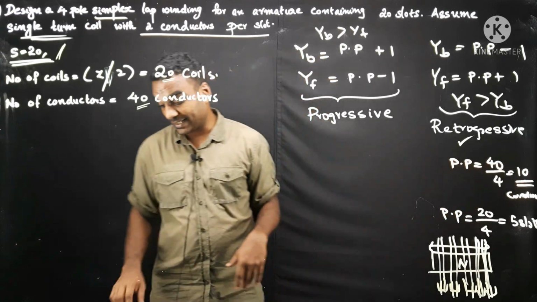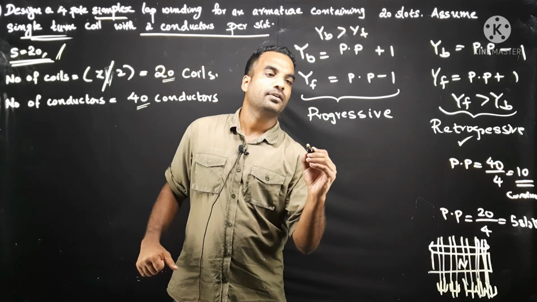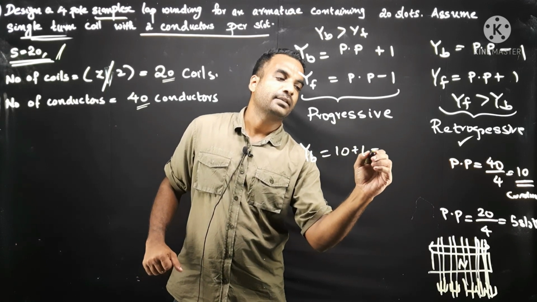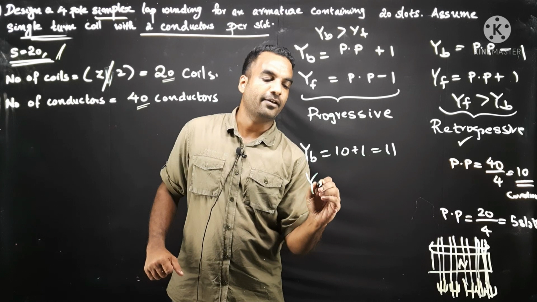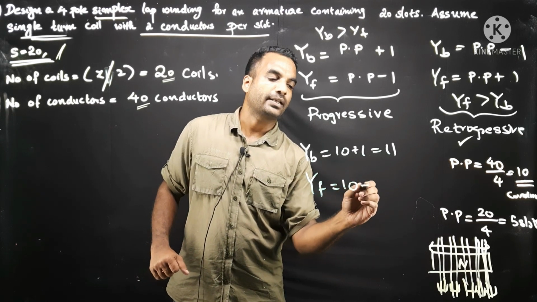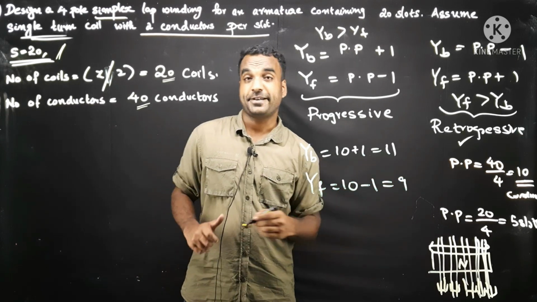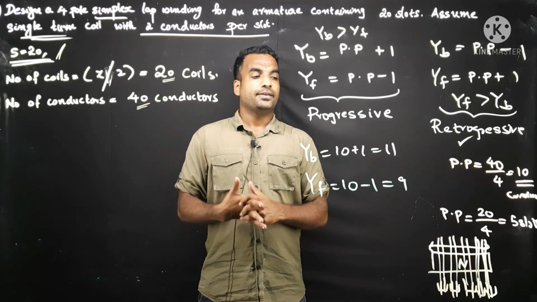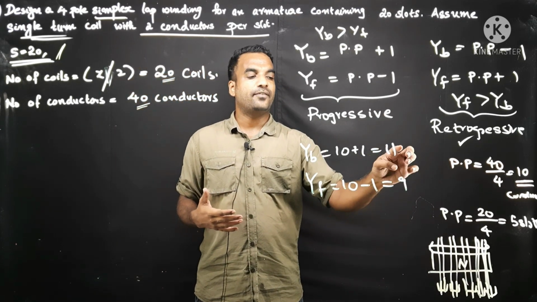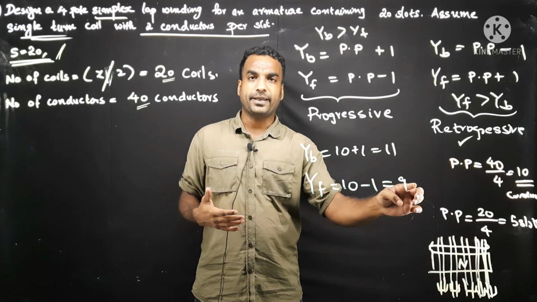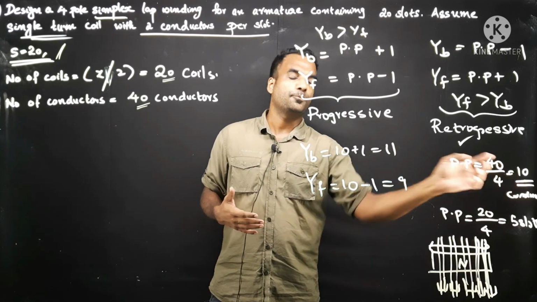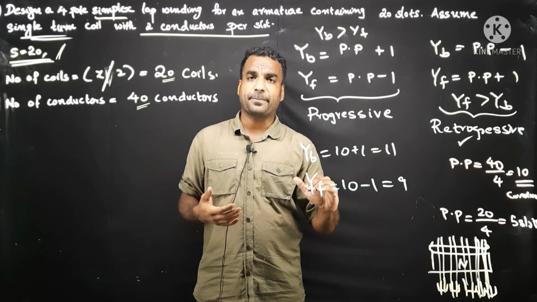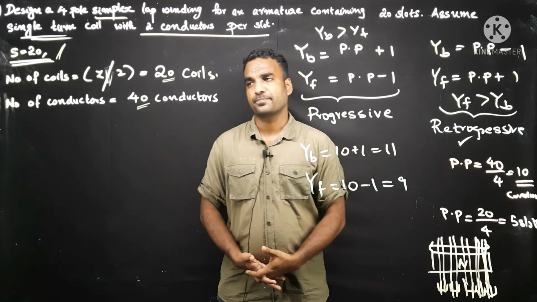Pole pitch is 10 conductors. Now here, YB is equal to 10 plus 1, that is 11, and YF is equal to 10 minus 1, that is 9. Okay, so its average value will be 11 plus 9, 20 by 2. Again you will get the pole pitch 10. So the average value of front pitch and back pitch will give you the pole pitch.